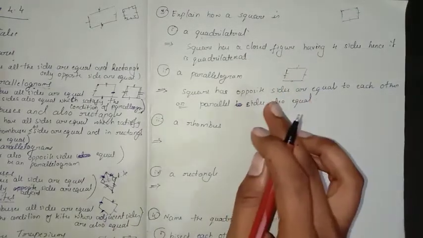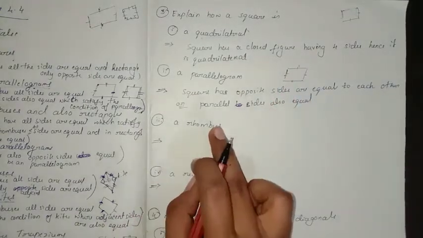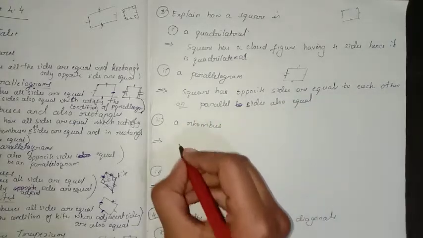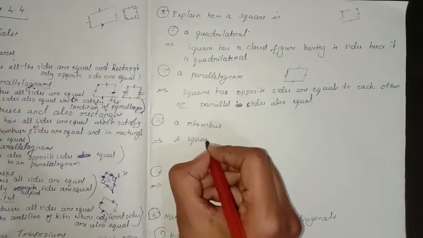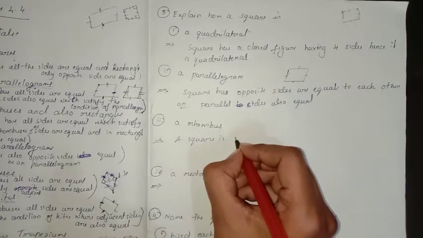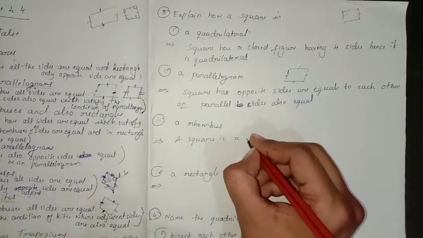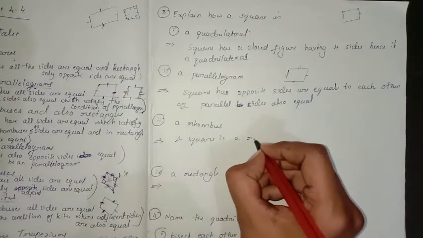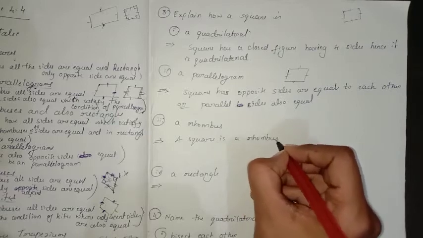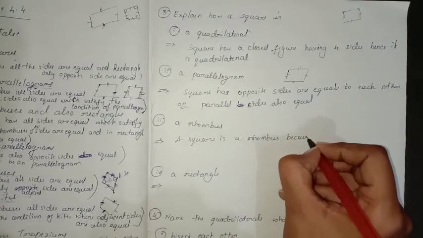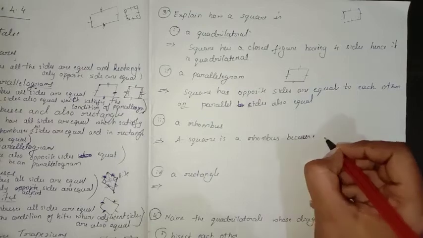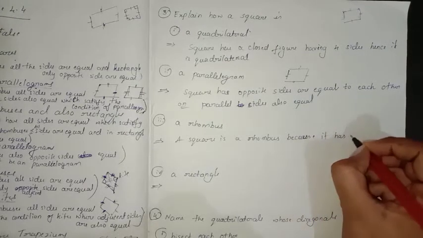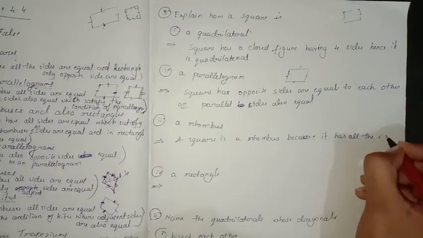A square is a quadrilateral, a square is a parallelogram, and a square is a rhombus also, because in a rhombus all the sides are equal. So we can say a square is a rhombus. I will write: a square is a rhombus because it has all the sides equal.